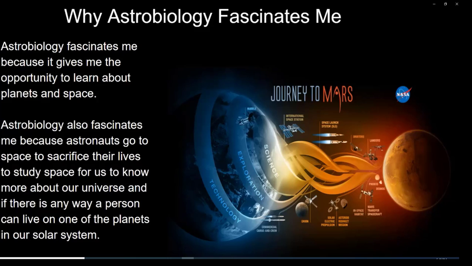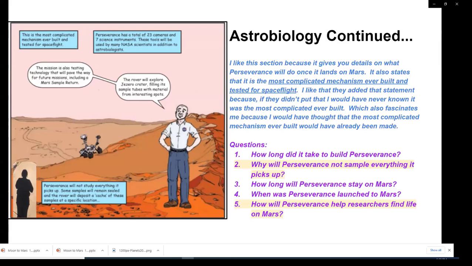Hi, it's Riel again, and this slide is about the astrobiology novel that we read, and we chose out a picture that we want to talk about. And I chose this section, and I like this section because it gives you details on what Perseverance will do once it lands on Mars. It also states that it is the most complicated mechanism ever built and tested for spaceflight.